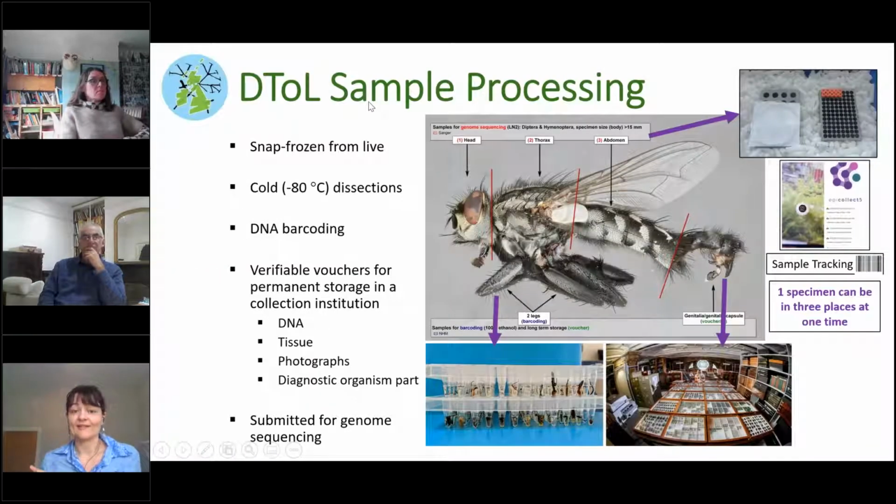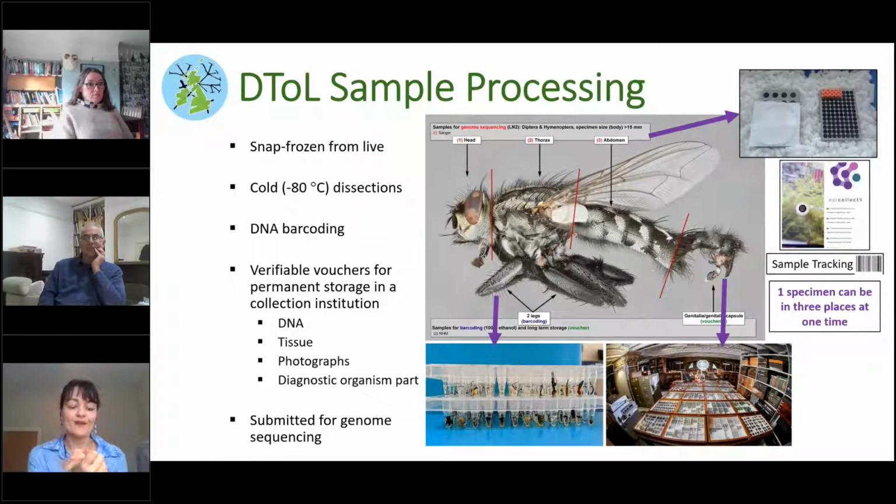If we have a look at the sample processing that we do, this is a brief recap of what we do. So we have the specimen collected, we snap freeze it from live, to be identified live at this stage. We dissect it cold, and so often with arthropods anyway, it's into head, thorax, and abdomen. We try and keep a morphological voucher as well. So if there's some diagnostic part, we take that. We DNA barcode the legs, and we need a very stringent tracking process because one specimen can technically be in 3 places at one time.